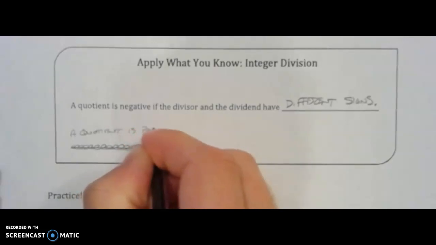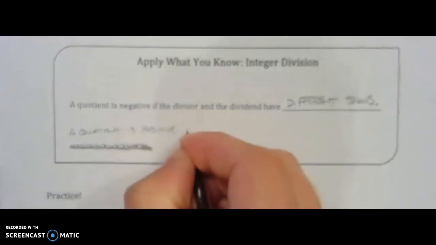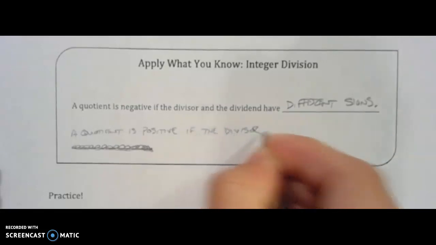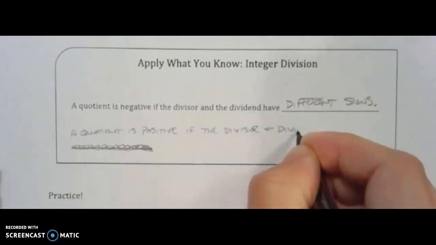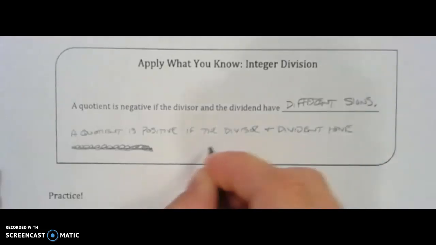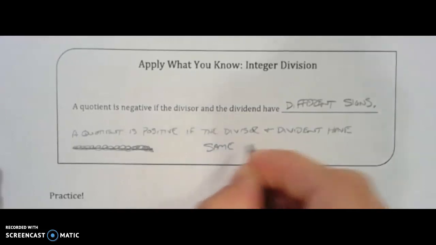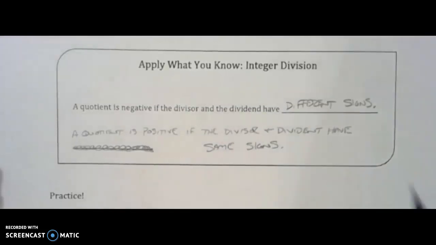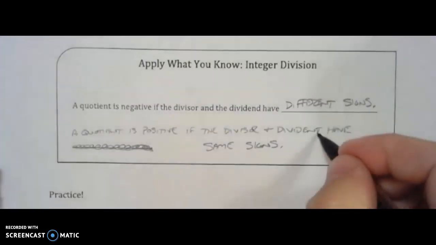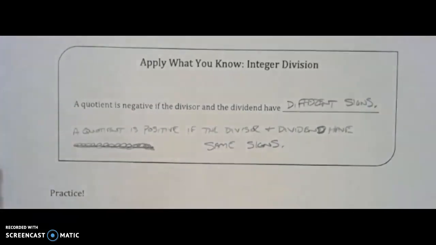Our second rule is going to say a quotient is positive if the divisor and dividend have the same signs. Okay, a quotient will be positive if the divisor and dividend have the same signs. So that's a positive divided by a positive or a negative divided by a negative. In both cases, the quotient will be positive.